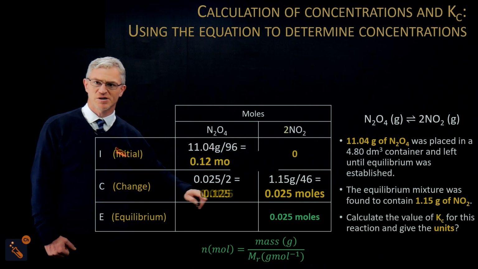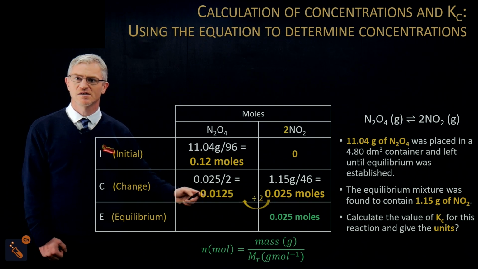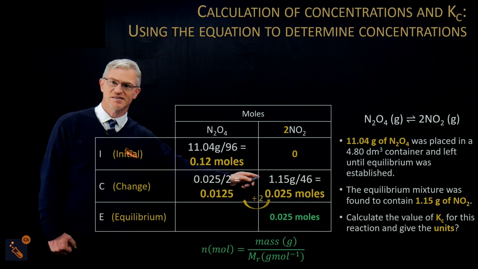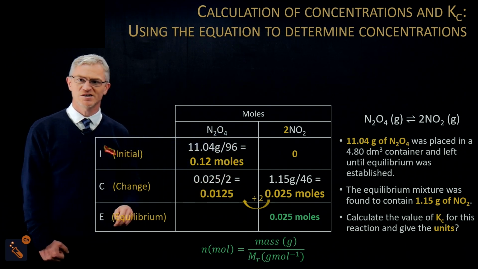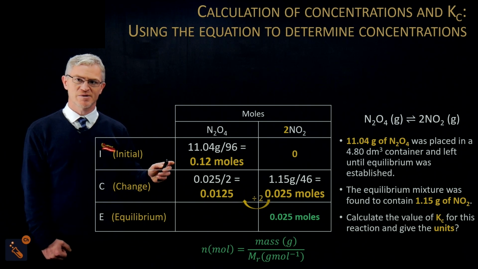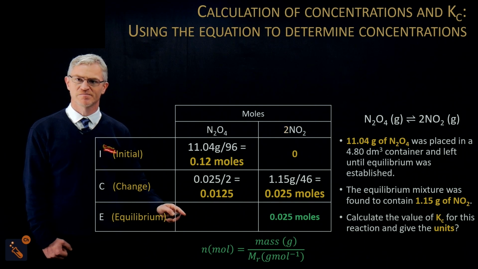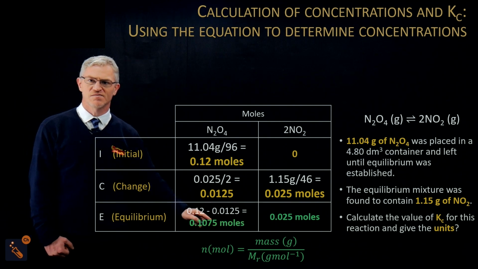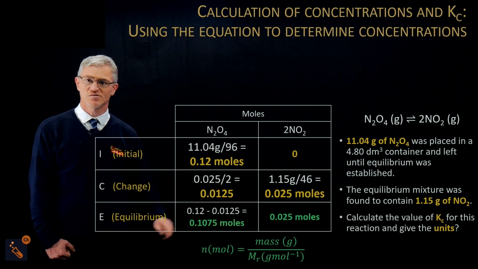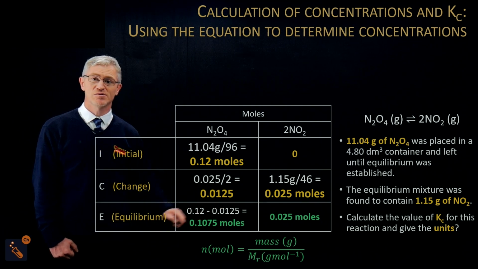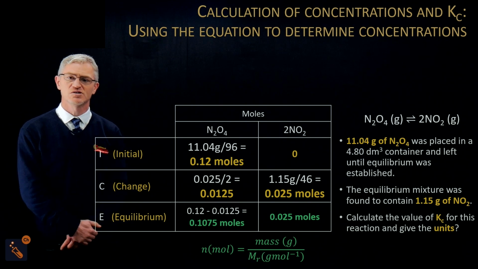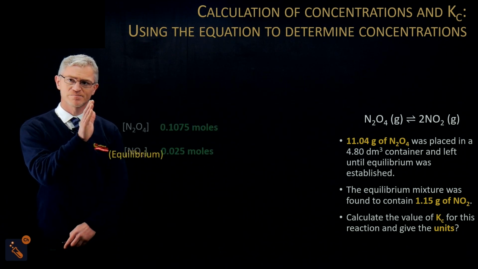So if I divide this number by 2, I get 0.0125. And this is the amount that's used up to make the NO2 because of this 1-to-2 ratio. Now we've got the initial amount of N2O4 and we've got what was used up. So if we minus one from the other, we will get 0.1075 moles, which is 0.12 minus 0.0125. And we now have our equilibrium amounts, what's left over for N2O4 and NO2. Let's put this up here.